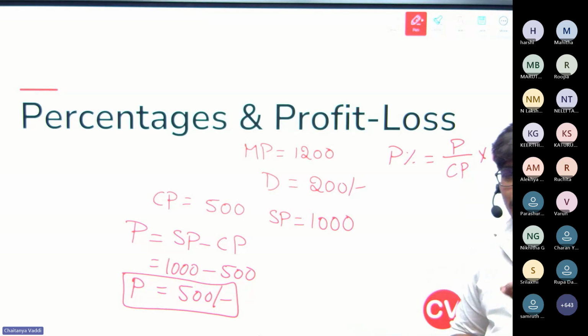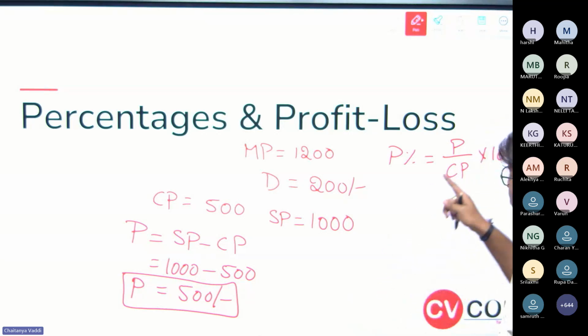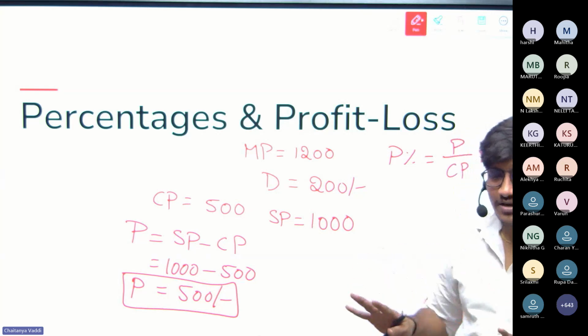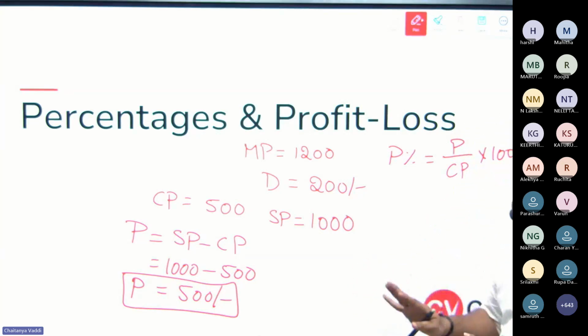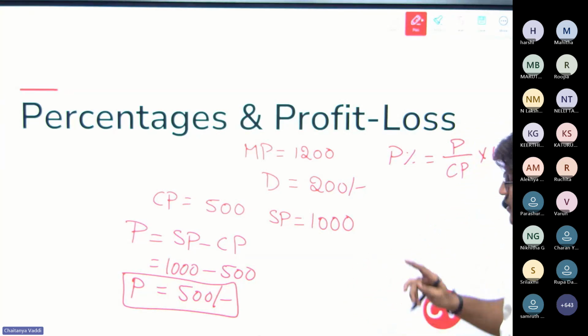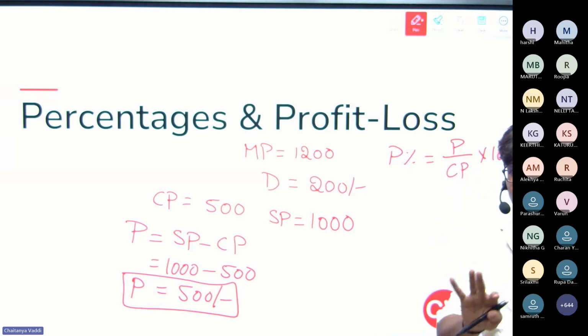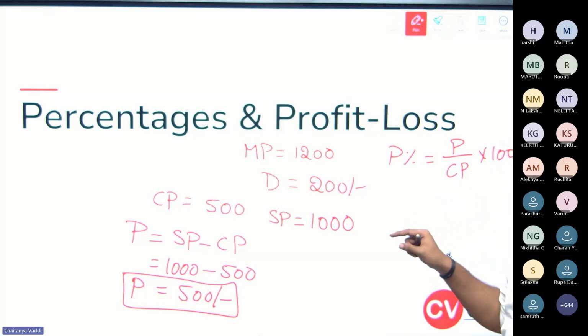And you might be thinking, okay sir, why are we considering cost price in the denominator? Very simple. Don't memorize any formulas by heart. My suggestion is don't memorize any formulas. I will tell you the reason why we consider cost price in the denominator. The majority of students only remember the formula and substitute the values, and might not know the logic of why we use cost price in the denominator.